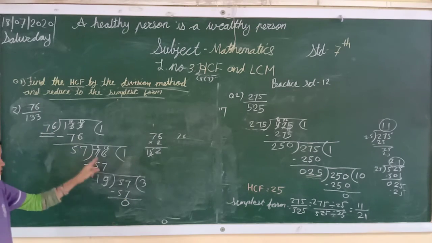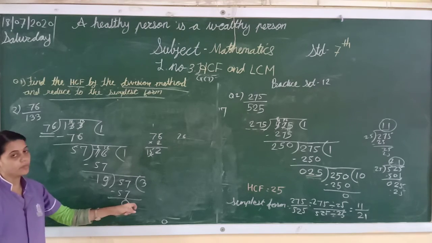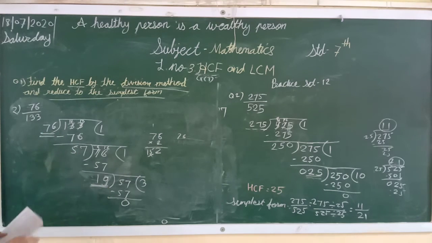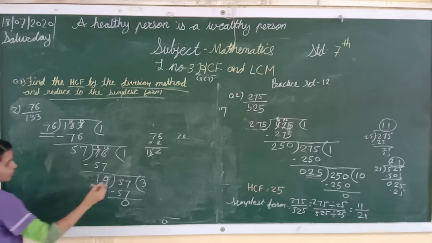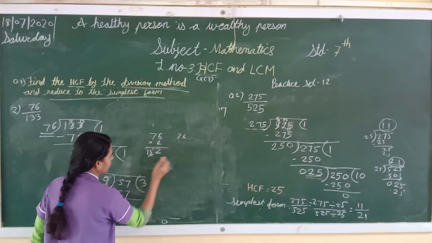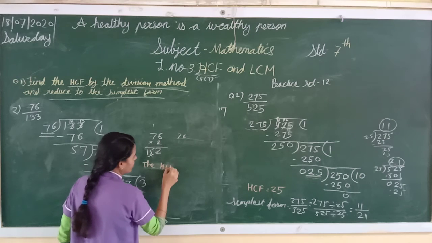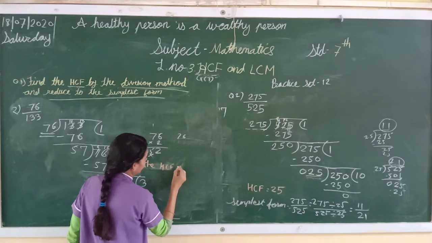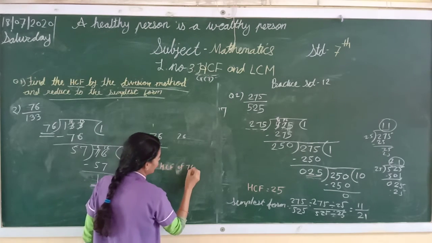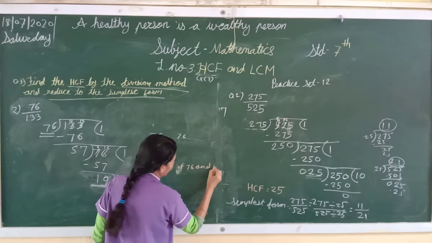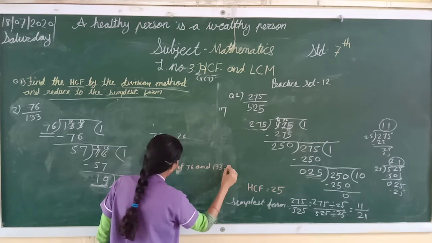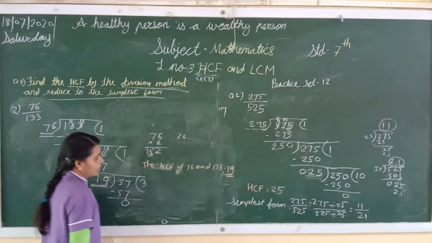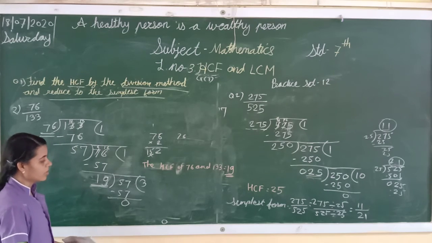Okay, students, we will continue this division method till the remainder becomes 0. Okay, so students, which one is the last divisor? 19. So our LCM. How much is the LCM of 76 and 133, students? 19. Okay. So 19 is the LCM.